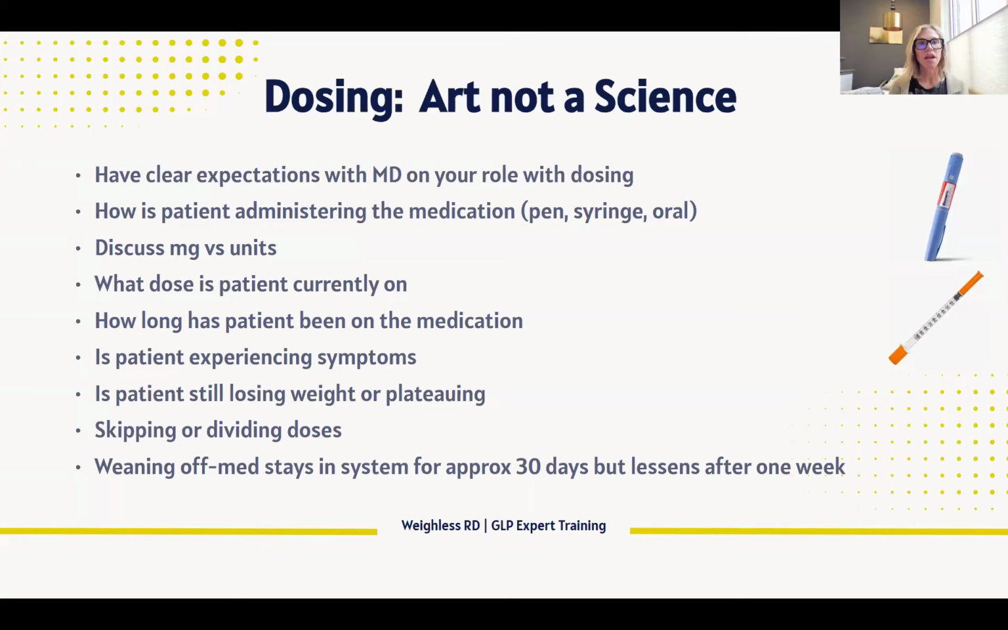Find out from the patient how they're administering their medication. So again, is it a pen? Is it a syringe? Or maybe it's the oral semaglutide. You really want to gain clarity there.